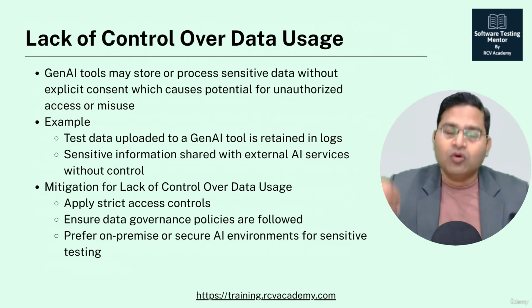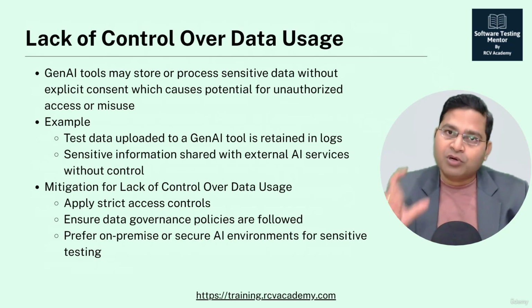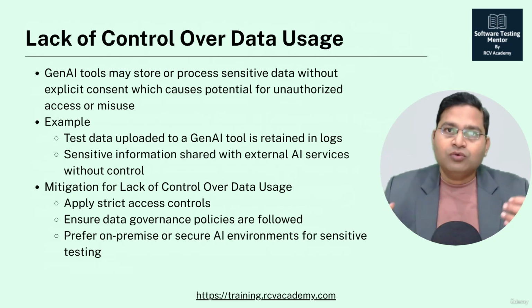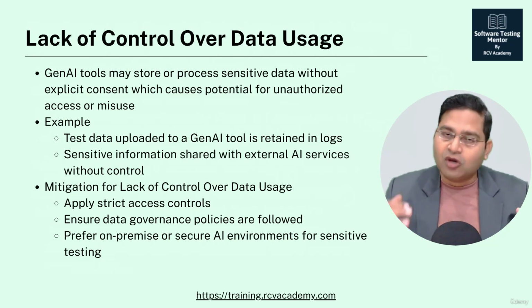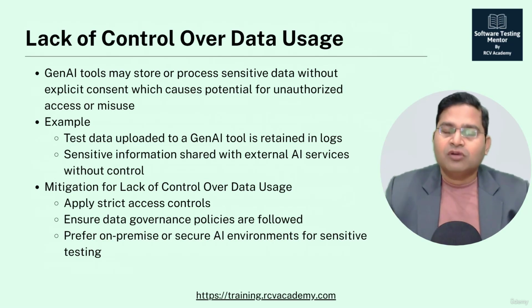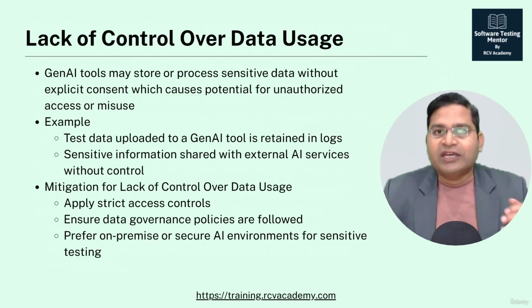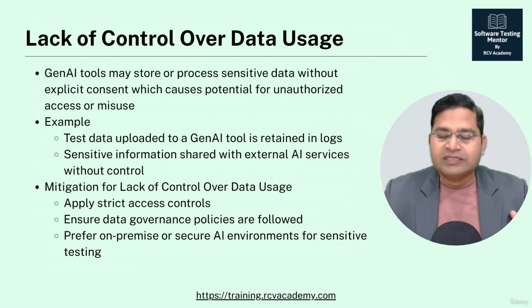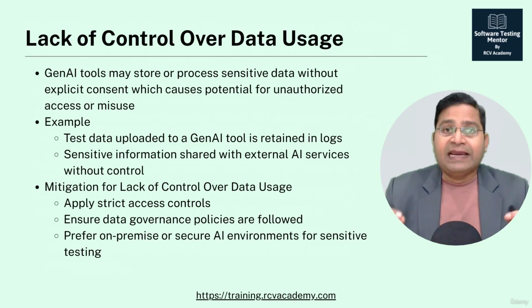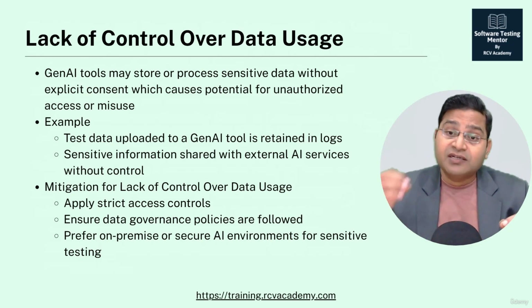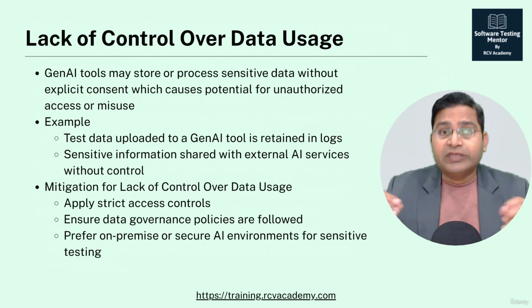Even if it is your on-prem model, or if it is cloud, it is even worse: whatever you type into the prompt over the cloud has gone into the public cloud, if you have not opted for the private cloud. Even if it is private, it still poses a lot of security risk when you expose this information over the chat. It's retained in the logs, and this sensitive information is shared with external AI services without control.